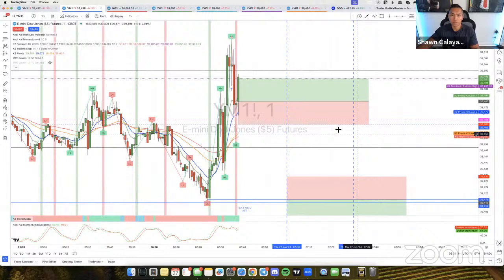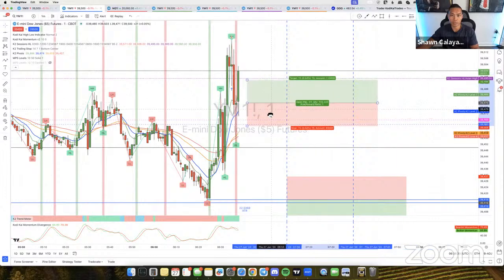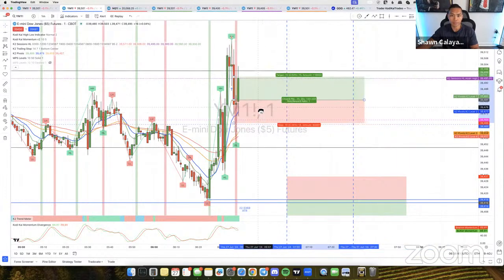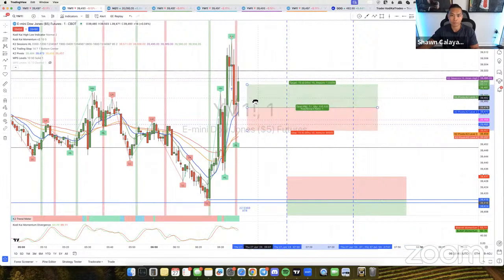But all right, so looking at this right here, this could have been another entry because price came down, had a huge wick off the bottom end, and it came right back up. It was right at the sessions though, so I don't think I would mess with it. It's a little too close.